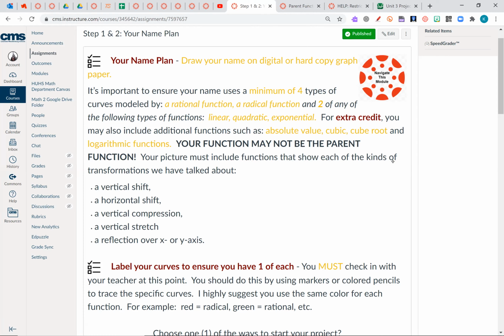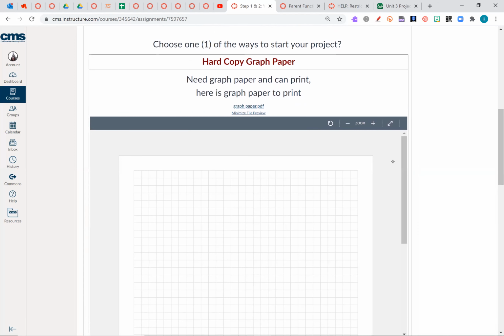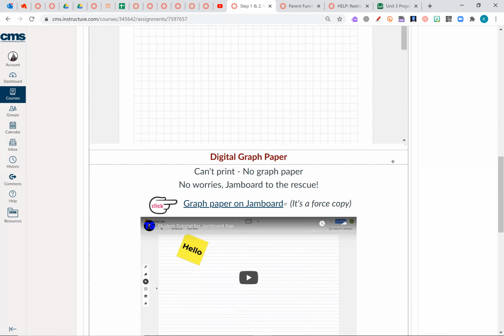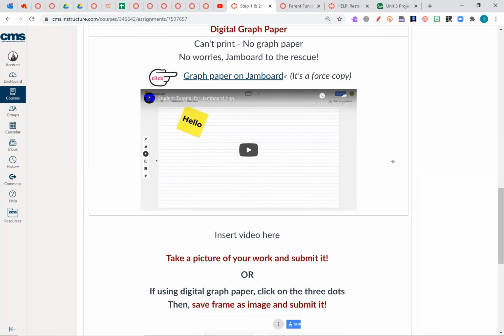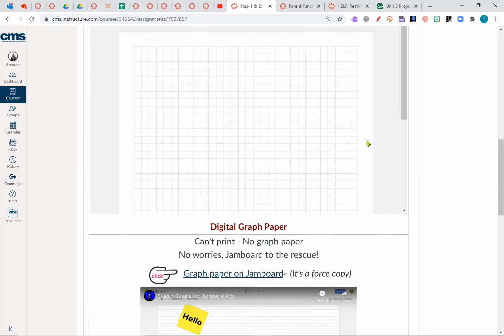Basically in step one and two, we go ahead and plan out how we're going to use the functions to write our name. So you're going to draw your name on a digital or hard copy graph paper. So I have both linked here. You can choose which one you're going to use. If you have a printer, you can print that out, or you can use the digital graph paper. This is going to force you to make a copy, and then it will provide you with graph paper so that you can make your digital name on the graph paper.